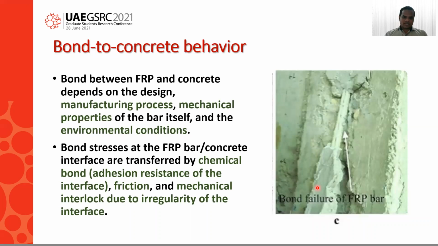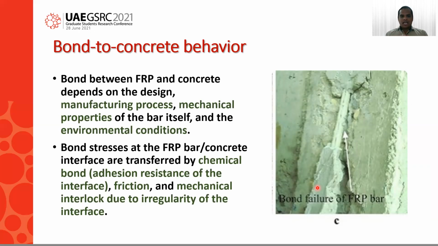One of the major issues civil engineers encounter while using FRP bars is the bond behavior of the bars. This bond behavior depends on many factors such as manufacturing process, mechanical properties, and environmental conditions inside the concrete. So if we want an in-depth analysis of the bond performance, we should know how the bond stress transfers between the concrete and bars.